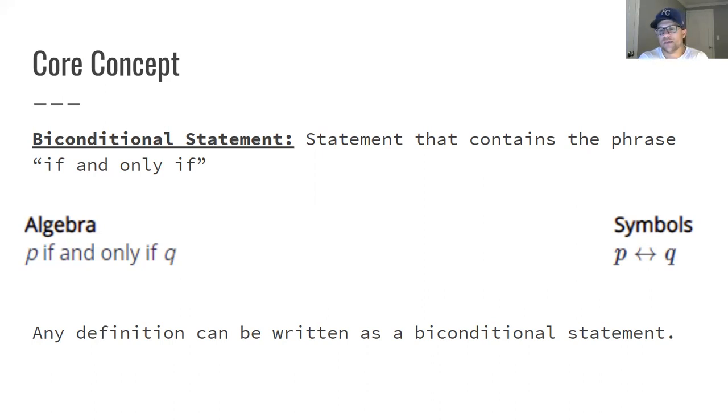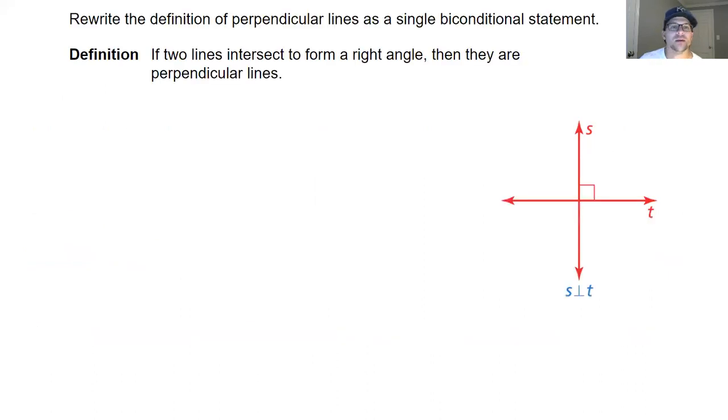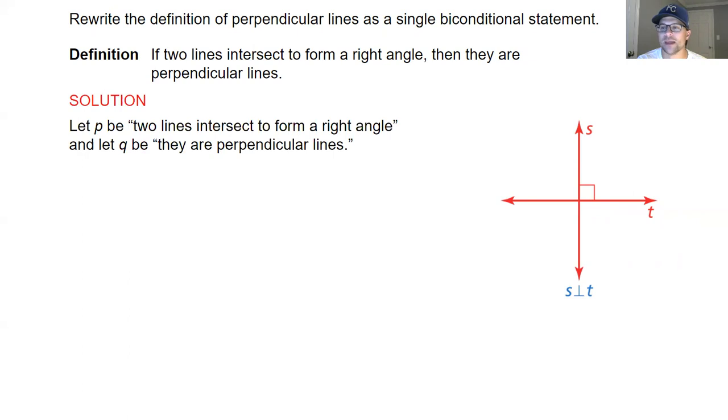So any definition that can be written as a biconditional statement would be considered a good definition. So we're going to read some biconditional statements in this one. The definition that we are given is that if two lines intersect to form a right angle, then they are perpendicular lines. So this again is referencing back to the example we did on the last slide, where you had two lines intersecting to form a right angle to figure out if they are perpendicular. So this right here is a conditional statement. It is an if, it is a then, it has a hypothesis, and it has a conclusion. So we're going to label those accordingly.